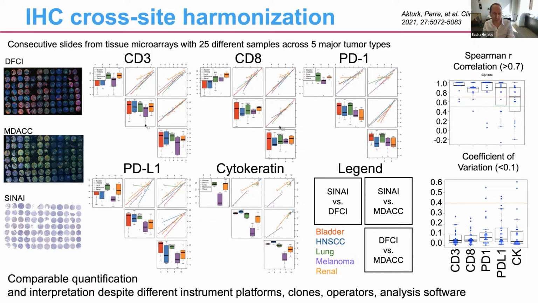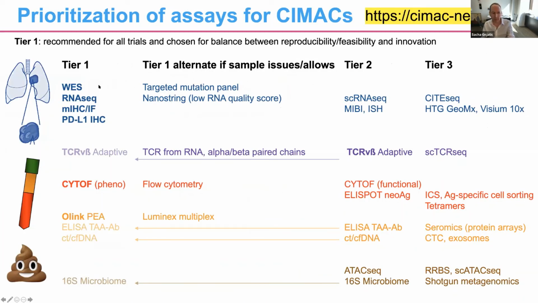So overall, we were very happy to see this comparable quantification and interpretation of our results, despite these different instrument platforms, clones, and operators. And we're currently still continuing to align our methods as we go on to use these multiplex staining platforms for our trial samples. And the goal will be to not just be confident that each of our methods is reliable and compares with each other, but allow eventually for cross-trial analysis as well, so that we can think about whether there is something in general in checkpoint blockade across different tumor types in terms of immune infiltration changes. So this is part, as Stacy was mentioning in the introduction, of a series of assays that we prioritize as tier 1, being recommended to be done on all trials and chosen for their balance between reproducibility and innovation.